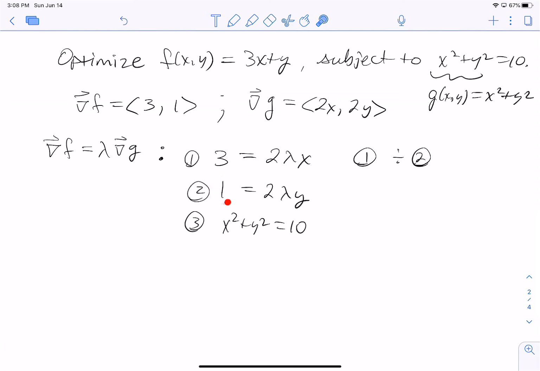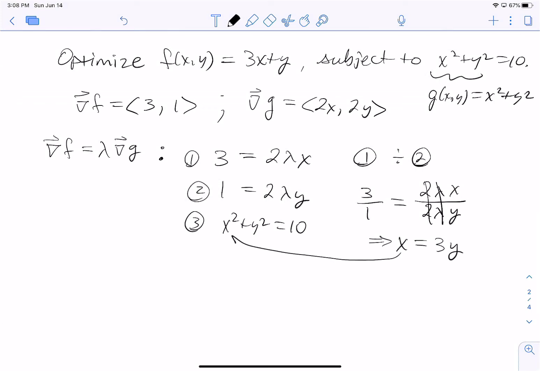Provided there's only one term on each side of the equation that you're dividing by. The result here is that we have 3 over 1 is equal to 2 lambda x over 2 lambda y. We see that the 2's and the lambdas divide out, and we end up with x equal to 3y.